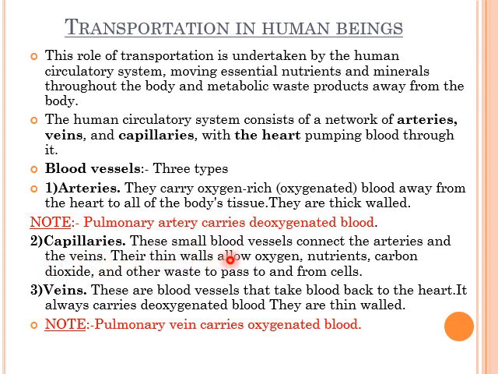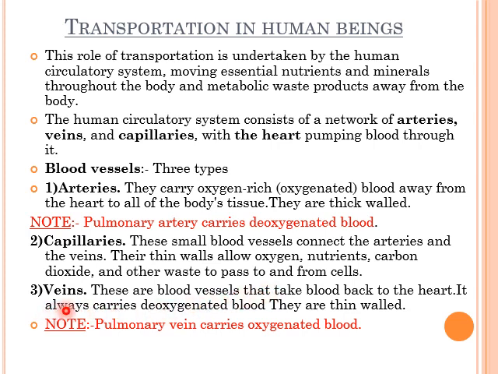The second one is capillaries. These are small blood vessels which connect the arteries as well as veins. Their thin walls allow oxygen, nutrients, carbon dioxide and other waste to pass to and from the cells.